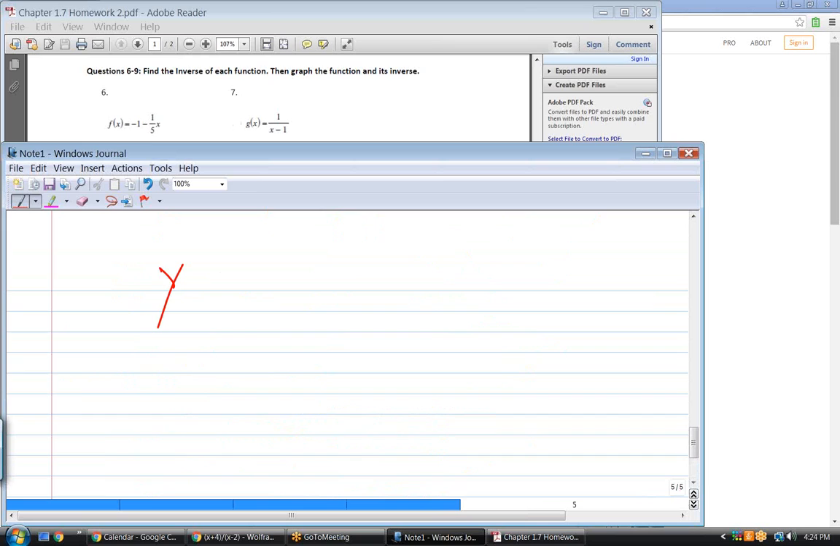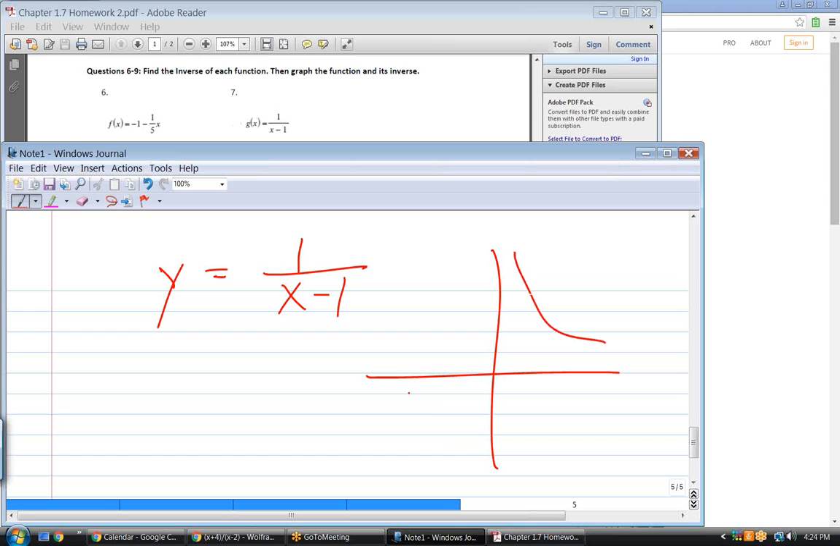How about 7? Now, these are a little harder because these aren't linear. Notice this is hyperbolic. So the graphing of this might be a little tougher. But I know what hyperbolic functions look like. They look like this, right?